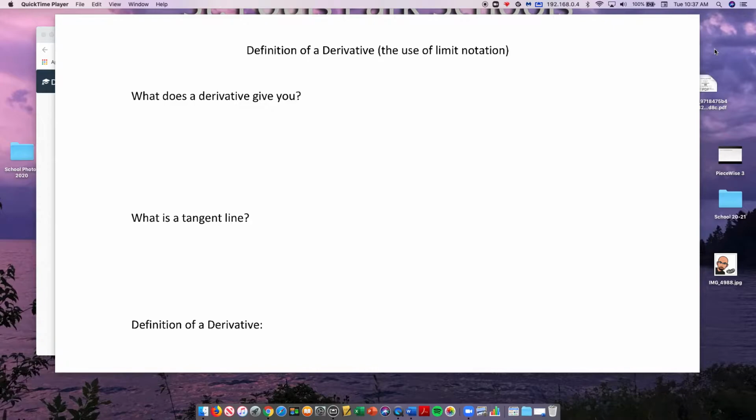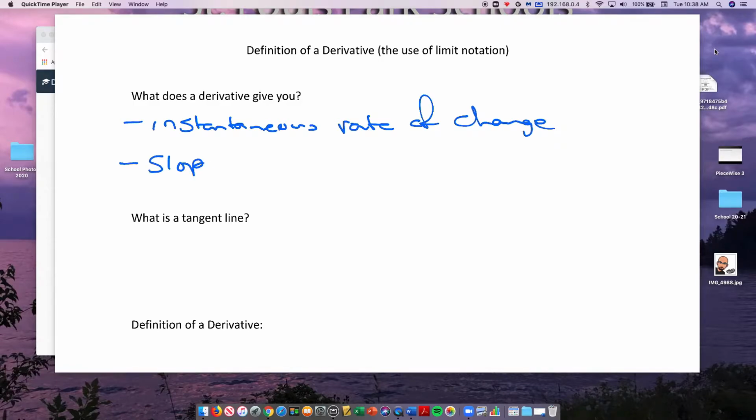A derivative gives you the instantaneous rate of change. Okay, so it gives you the instantaneous rate of change, how fast something is changing at a specific instant. It's also the slope of the tangent line. Okay, so it's the slope of a tangent line to a graph.